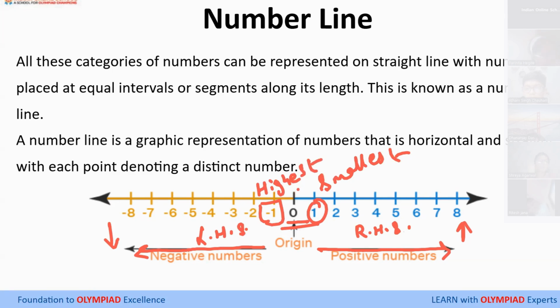-1 is the highest because the more you're going leftward, the value is decreasing, right? So if I'm switching from -2 to -3, it's decreasing. That makes -2 greater, isn't it, all of you? Right, Ritesh? Yes, ma'am. So very quickly, can anyone tell me which one is bigger? Negative 75. Very good. Negative 75.